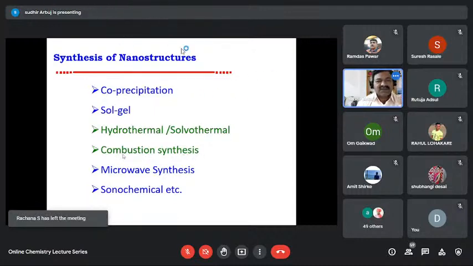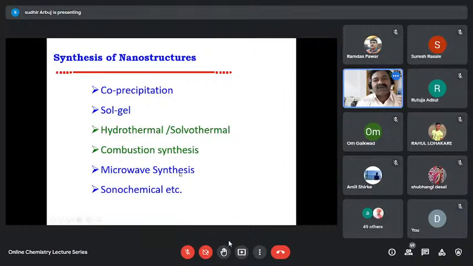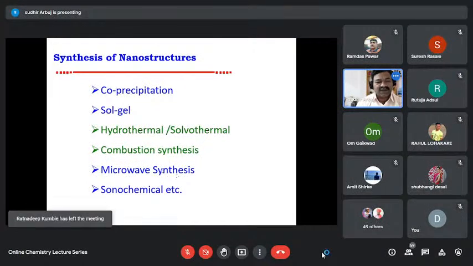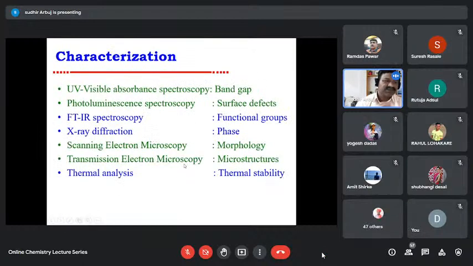Here in combustion synthesis, the key step is that one of your reactants acts as a fuel. Then the microwave synthesis technique gives us very nice, homogeneously dispersed nanoparticles in large quantity. And another one is sonochemical methods. In our laboratory at CMF, we are using hydrothermal, solvothermal, sol-gel, as well as combustion synthesis techniques. Microwave synthesis we are also using, depending on our applications.